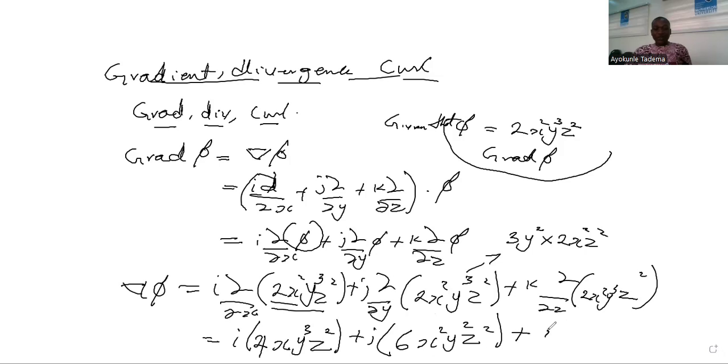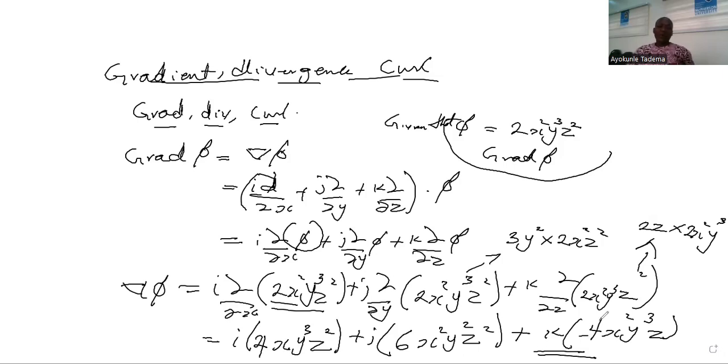Plus this other one. You differentiate it with respect to z, meaning that you only differentiate z squared, and you have 2z multiplied by 2x squared y cubed, and when you multiply that, you have 4x squared y cubed z. And that will be your answer. That is all about gradient, that is grad.